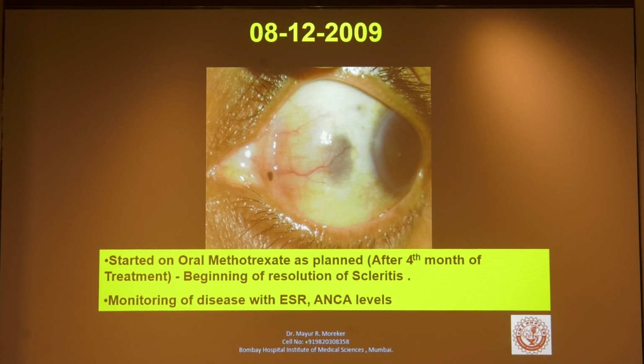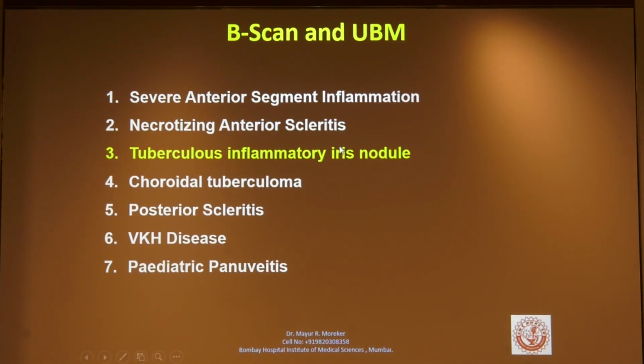This is the same patient on oral methotrexate. This is the picture at 4 months of treatment showing the resolution of the scleritis. This is the area of scleral thinning. Although the eye is inactive, you can see the scleral thinning now. The disease was monitored then using ESR and ANCA levels.